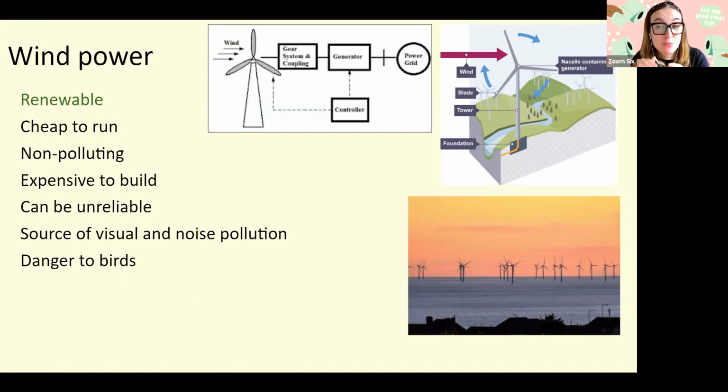Finally, wind farms can be really hazardous to birds. If you put a wind farm up in a place where birds would normally fly in terms of their migration, then you're going to kill birds and you're going to disrupt their migration patterns. And so it's really important that they're planned really carefully as to where they're going to go.